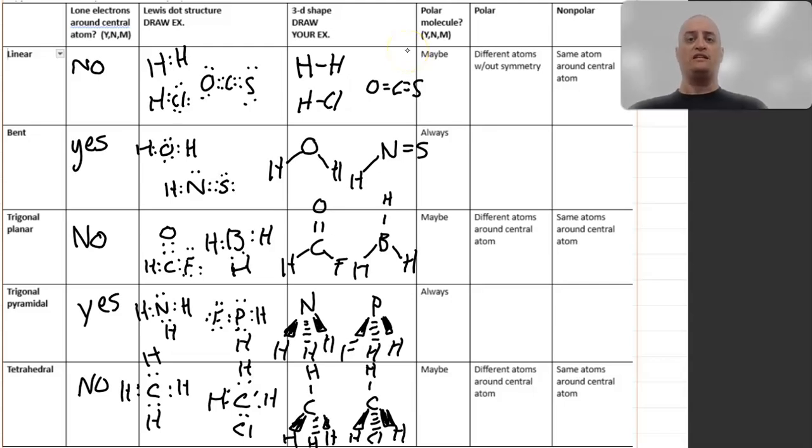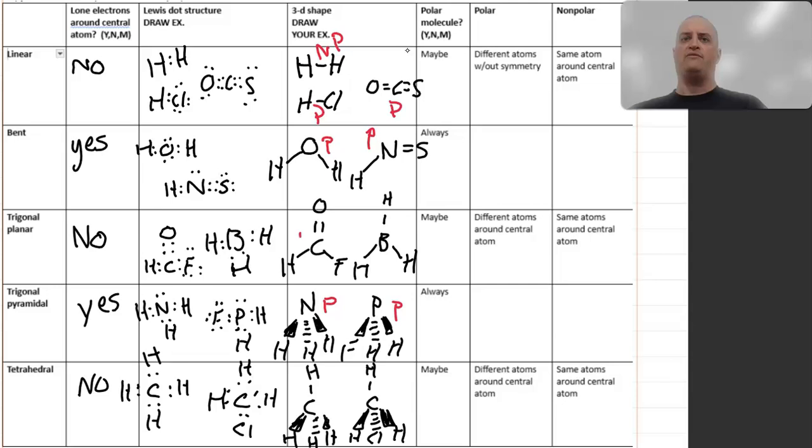Now let's look at if these things are polar or nonpolar. So based upon the shape, some are always going to be polar. Every single molecule that's bent or trigonal pyramidal is always going to be polar. The other three, it's conditional. If we have different elements, different atoms without symmetry, polar. Same atom around the central atom, nonpolar. So same atom, so nonpolar. Different atom, polar.